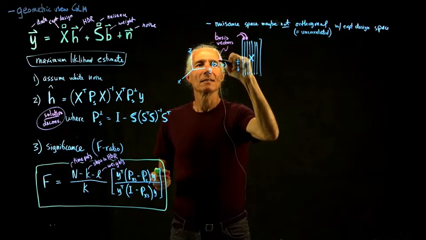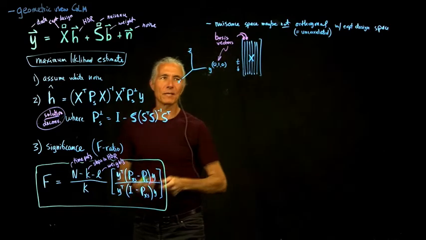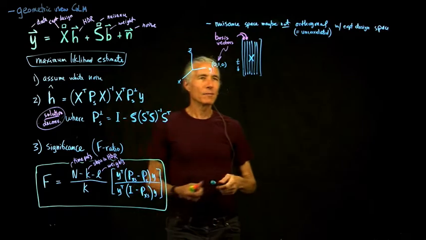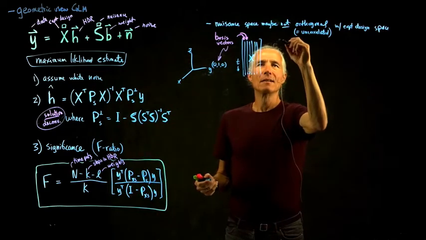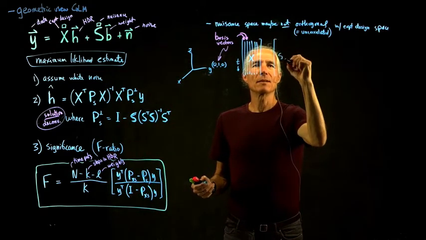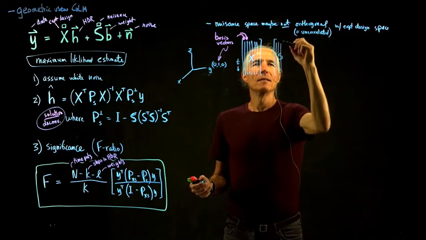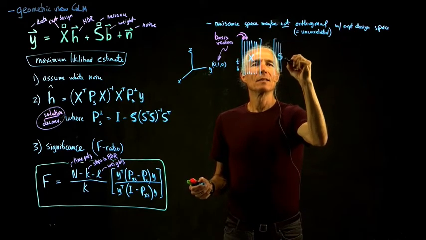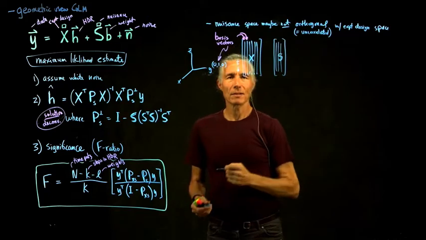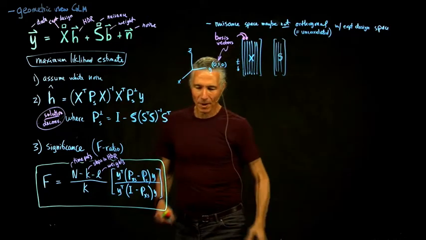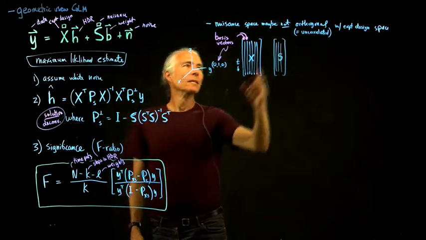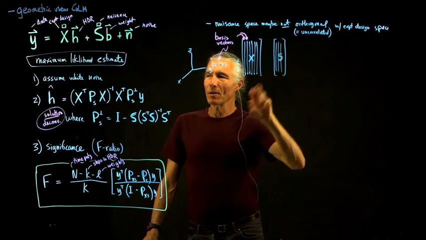Kind of like this, like the y-axis is a basis vector. And then we have the same thing for the S matrix. The S matrix isn't as big, but we have the same thing going on. And so what is our problem? Our problem is, what if these guys are partly correlated with each other?